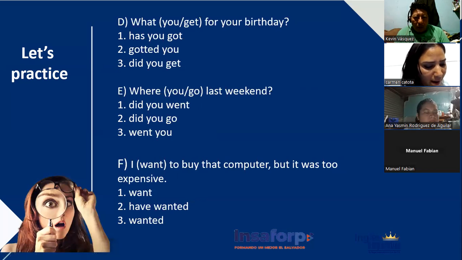The next is a question. ¿Qué te dieron para tu cumpleaños? What have you got? What got you or what did you get for your birthday? One, two, or three? What did you get? Number two, what did you get for your birthday? Yes, that is the right answer.